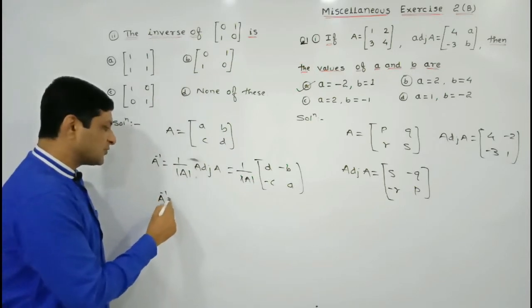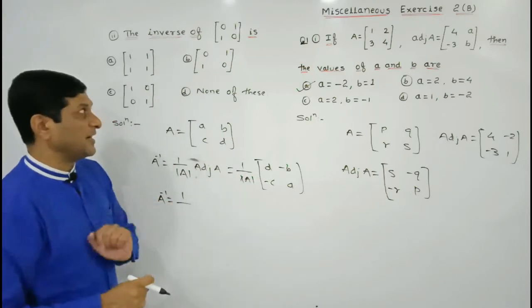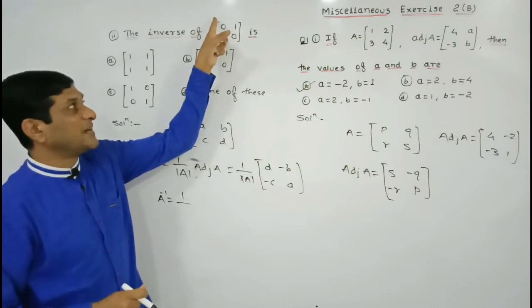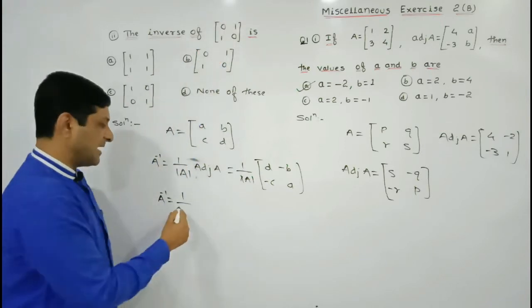So let us apply this formula. 1 upon what? Determinant. What is the determinant of this matrix? 0 minus 1, meaning minus 1.